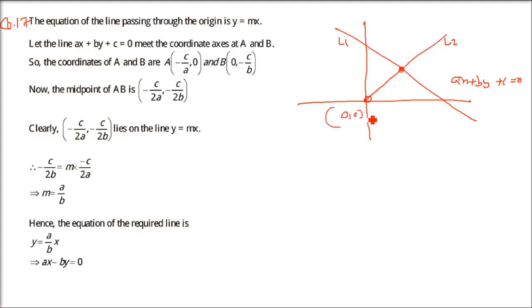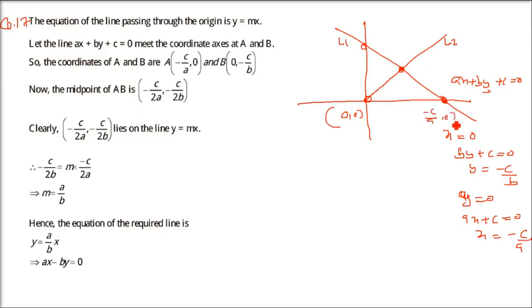So this is (0, 0). What are the points here? These two points we already know. Because in ax plus by plus c equals 0, we put x as 0 or y as 0. So x equals 0, you get by plus c equals 0, y will be minus c by b. Now put y equals 0: ax plus c equals 0, x will be minus c by a. So now you have the x and y intercepts. The points are (minus c by a, 0) and (0, minus c by b).